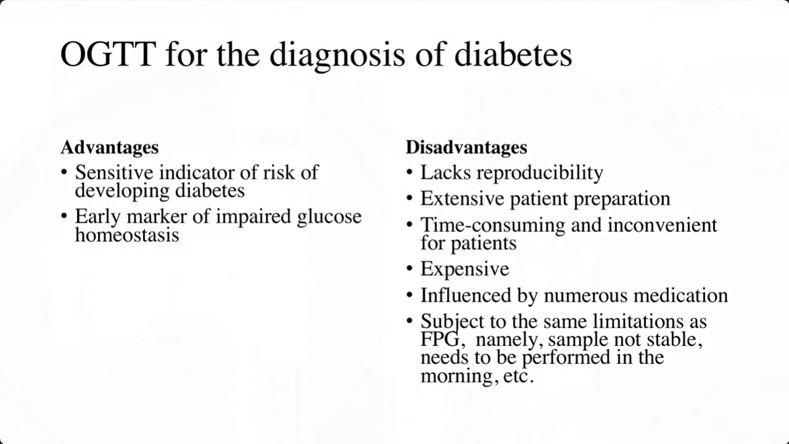and needs extensive patient preparation. The patient has to come early morning fasting, and then they check the blood sugar, take the 75-gram oral glucose, and then wait for 2 hours. So it's time consuming and inconvenient for some patients. To a lesser extent, it's expensive and influenced by numerous medications, and it's subject to the same limitations as fasting plasma glucose. Mainly, it's not stable and needs to be performed in the morning.